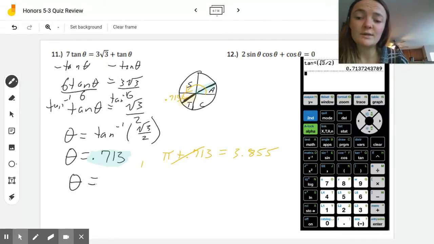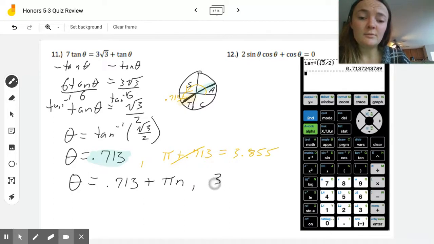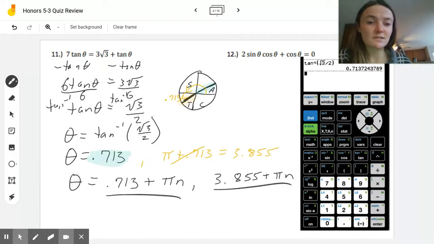All right, so then to write this generically, all I'm going to do is add the period times n. So we're going to say 0.713 plus the period of tangent, which is pi n, and 3.855 plus the period times n. And that right there is the solution using my calculator. All right, let's keep going.